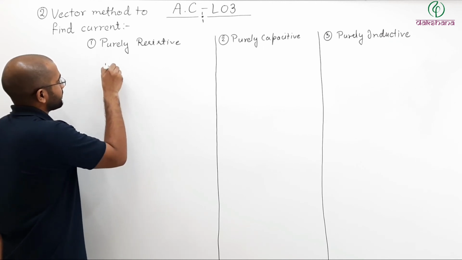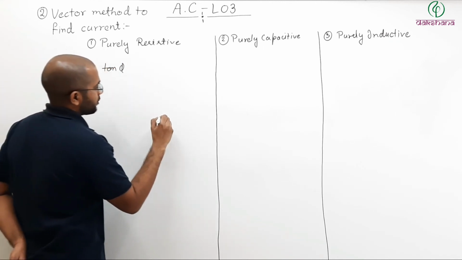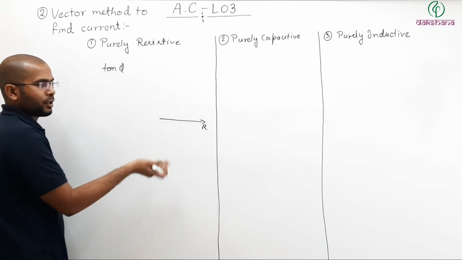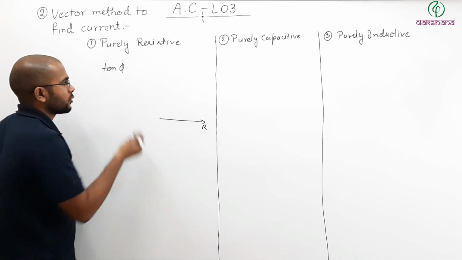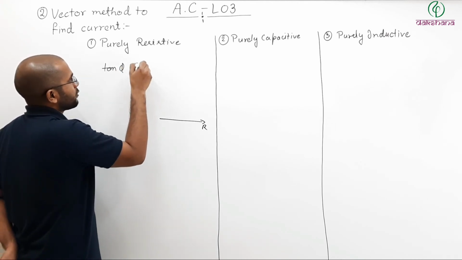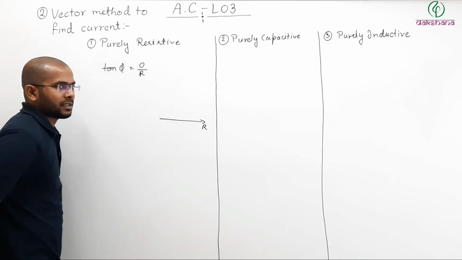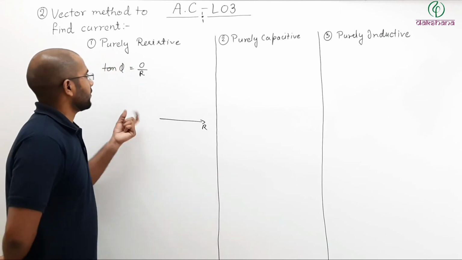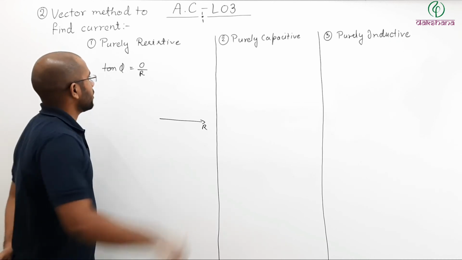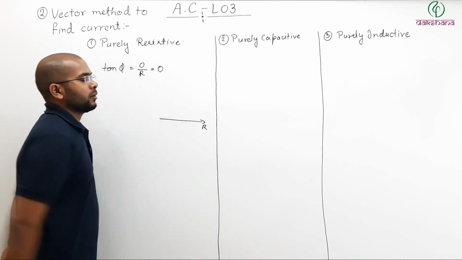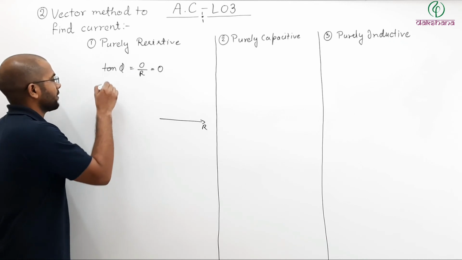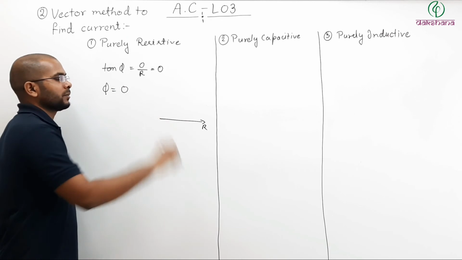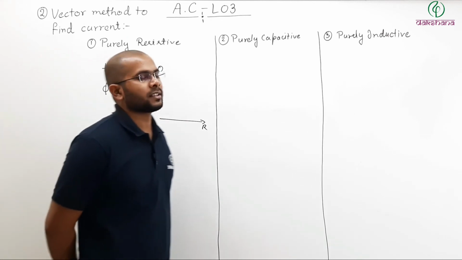Sir, tan phi, or you say, sir, R is here, XC is 0, XL is 0. So tan phi will be equal to 0 divided by R, because XC is 0, XL is 0. So tan phi is 0 by R. If tan phi is 0, then what is the value of phase angle phi? Phi is also 0. Tan 0 is 0, so phi is also 0.